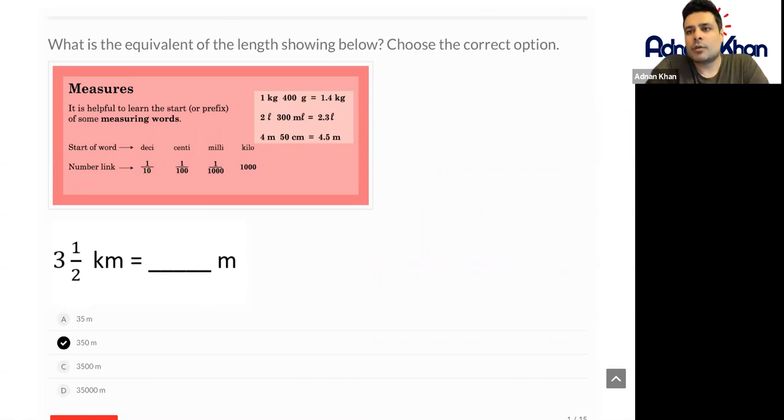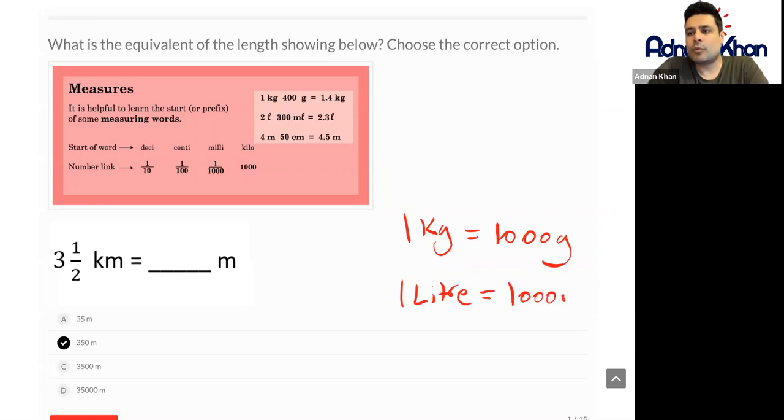So 1 kilogram equals 1,000 grams. And kilograms and grams is all about how much an object weighs. 1 liter is equal to 1,000 milliliters. And liters and milliliters measure the volume of liquid. So for example, a liter of a bottle or carton of milk.